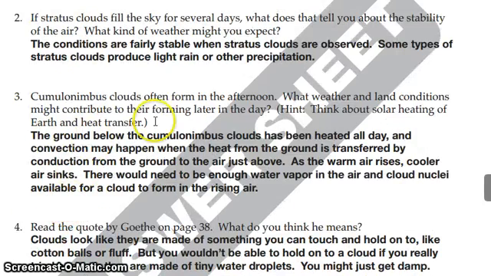Here in the third question we have that cumulonimbus clouds often form in the afternoon. What kind of weather and land conditions might contribute to them forming late in the day? And we're talking about solar heating, and this goes back to even what we talked about with relative humidity. As the air temperature starts to cool down, we start to get these thunder showers. So the ground below cumulonimbus clouds heats up all day long. Convection may happen, and the heat from the ground is transferred by conduction to the air just above the ground. As the air warms, it's going to rise, then it's going to cool and sink. There would need to be enough water vapor in the air and cloud nuclei available for the cloud to form in the rising air.